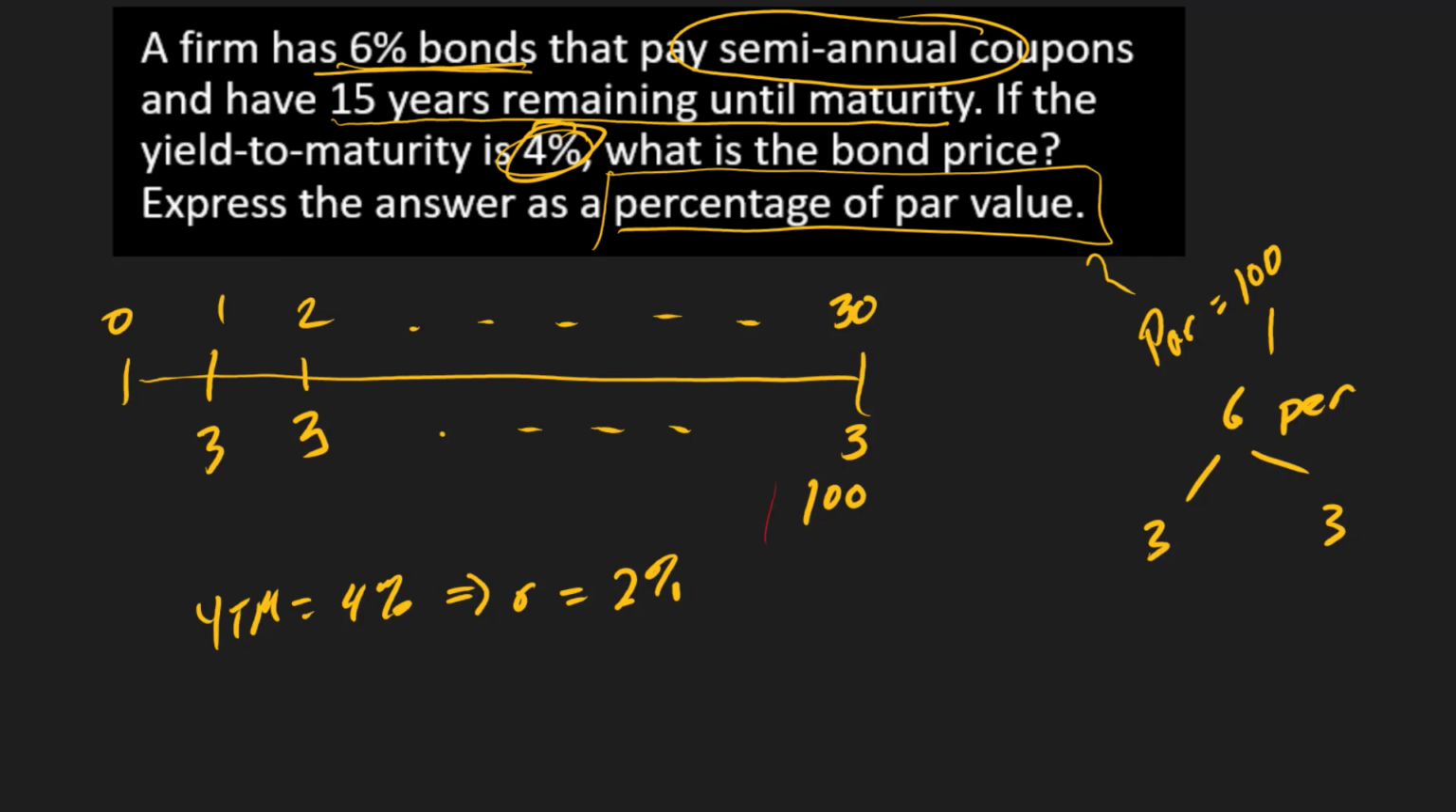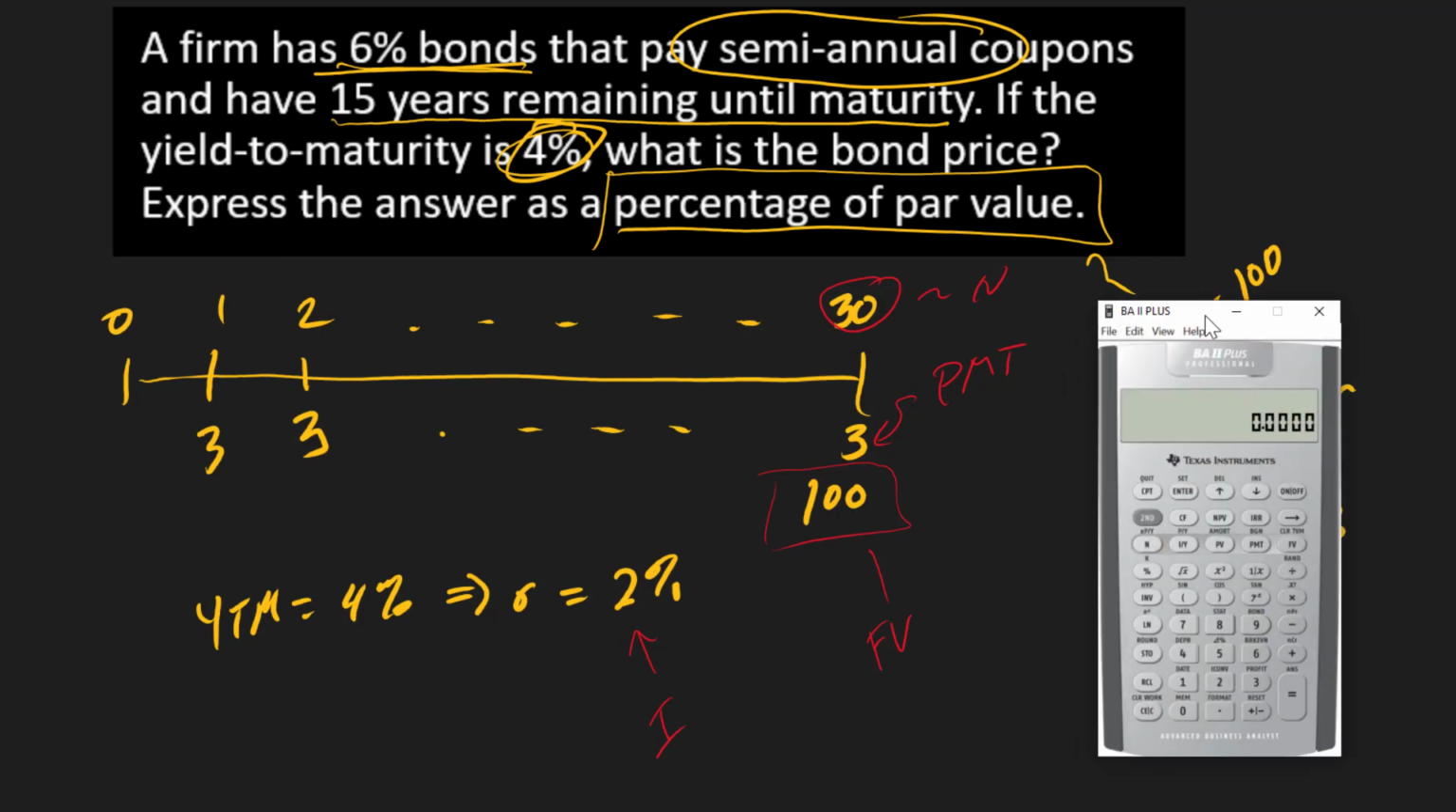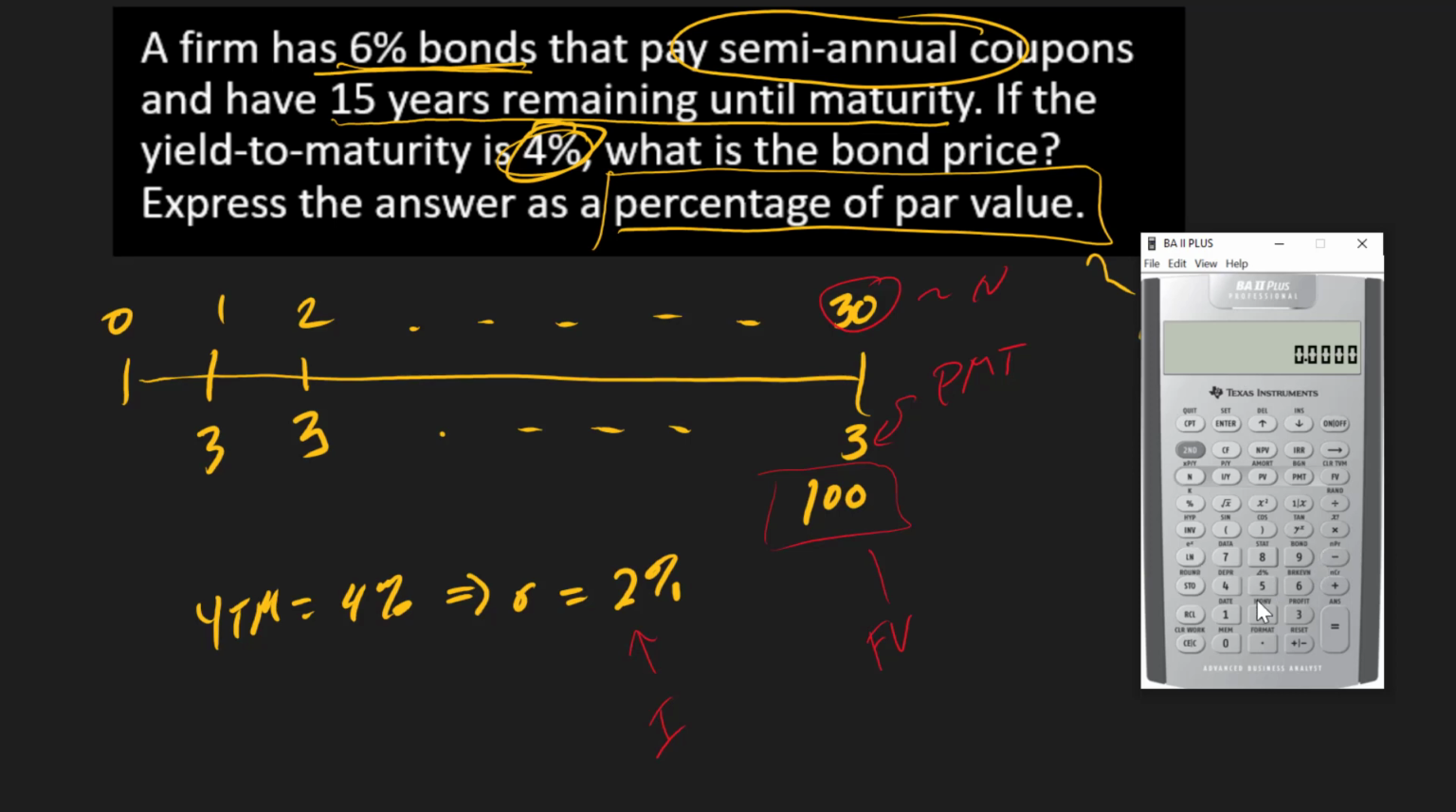Okay, so what do we know so far? So far we know that FV is 100. The payment amount is 3. 30 is N, and 2 is I. So let's plug these into the financial calculator and compute the answer. So 100 goes into FV, 3 goes into PMT, 30 goes into N, and 2 goes into I.